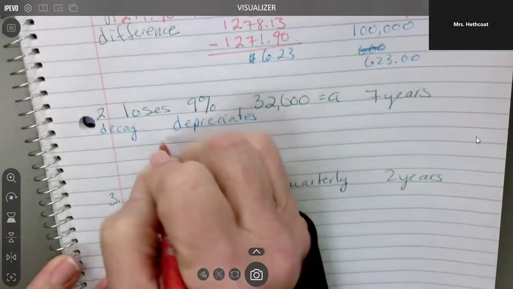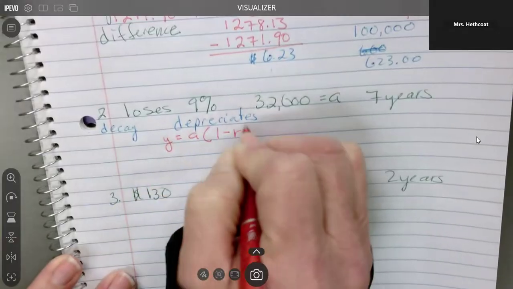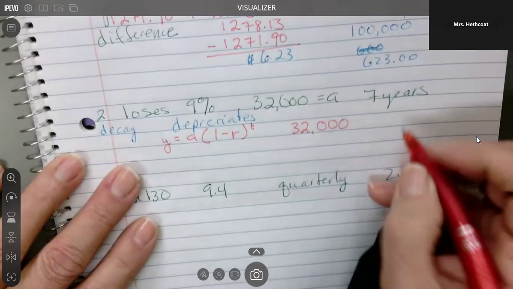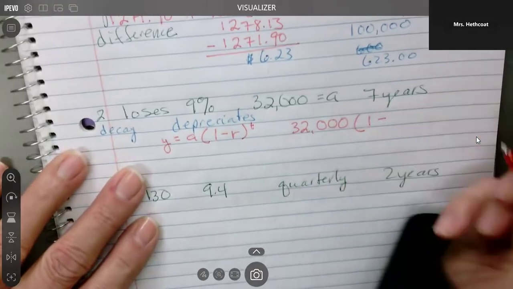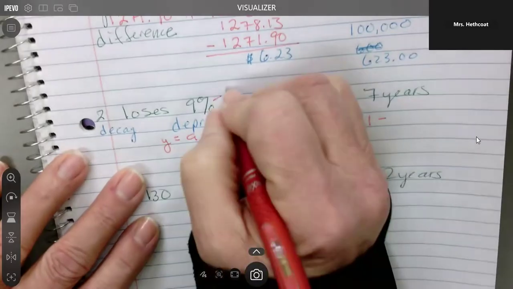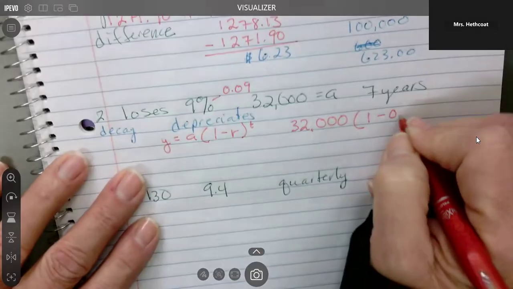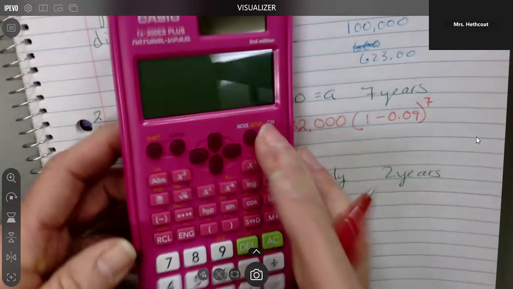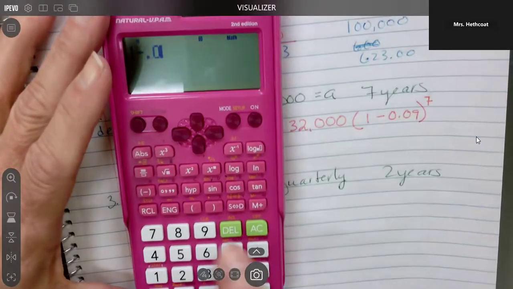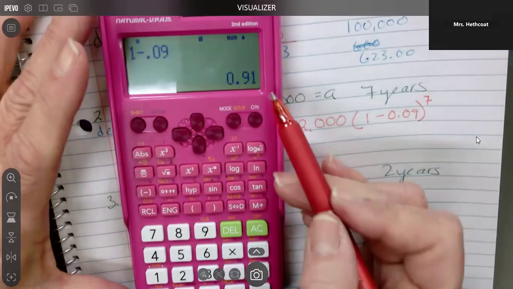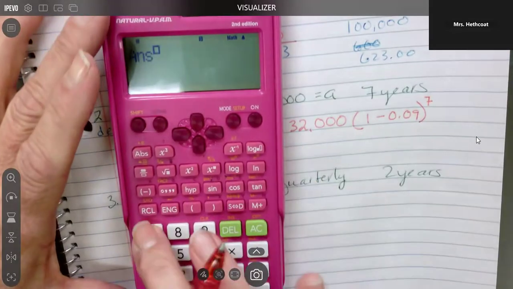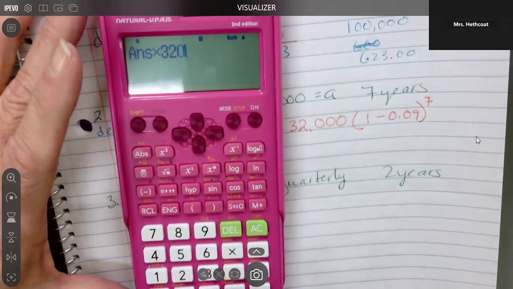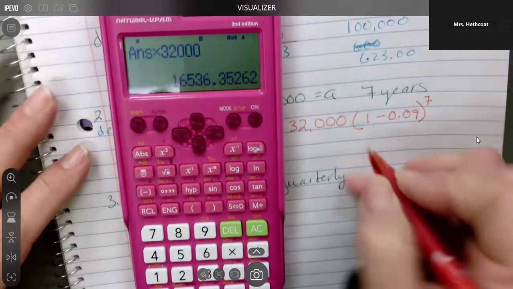So we have y equals a times 1 minus the rate, all to the t power. My a is what I started with. So I started with a car that's valued at $32,000. And then I multiply it times 1 minus, let's do the 9% in a decimal, will be 0.09. So minus 0.09. All of that to the 7 years. And then you just plug it in on a calculator. 1 minus 0.09 is going to be 0.91. And we're going to take that to the 7th power. And then we're going to multiply that times the $32,000 that the car started its value at.